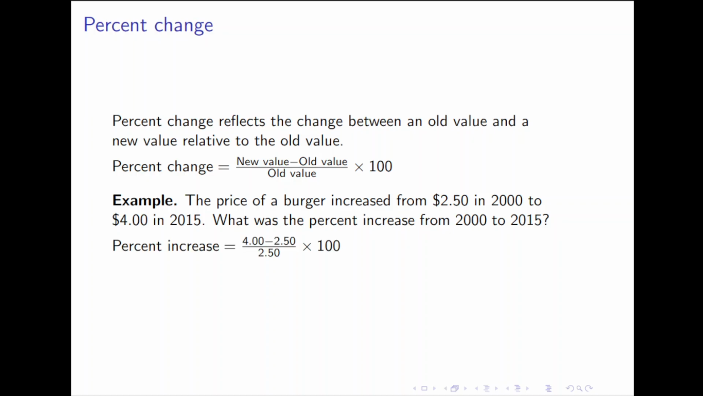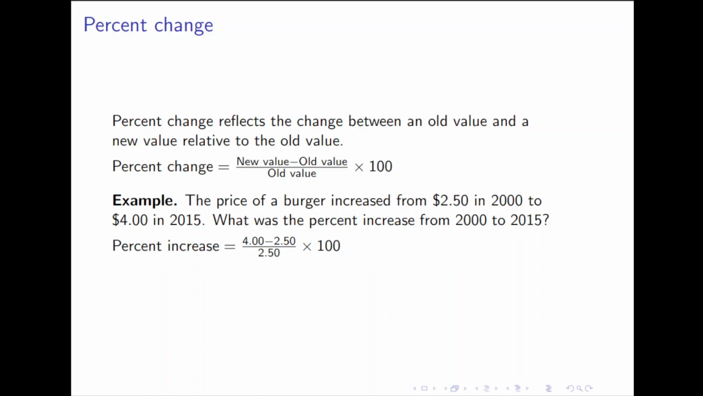To find the percent increase, we can use the percent change formula. The new value is $4 and the old value is $2.50. So we have 4.00 minus 2.50 divided by 2.50, all multiplied by 100. Note that we are calculating a percent increase, so we are using the new value minus the old value. If we were calculating a percent decrease, we would use the old value minus the new value.